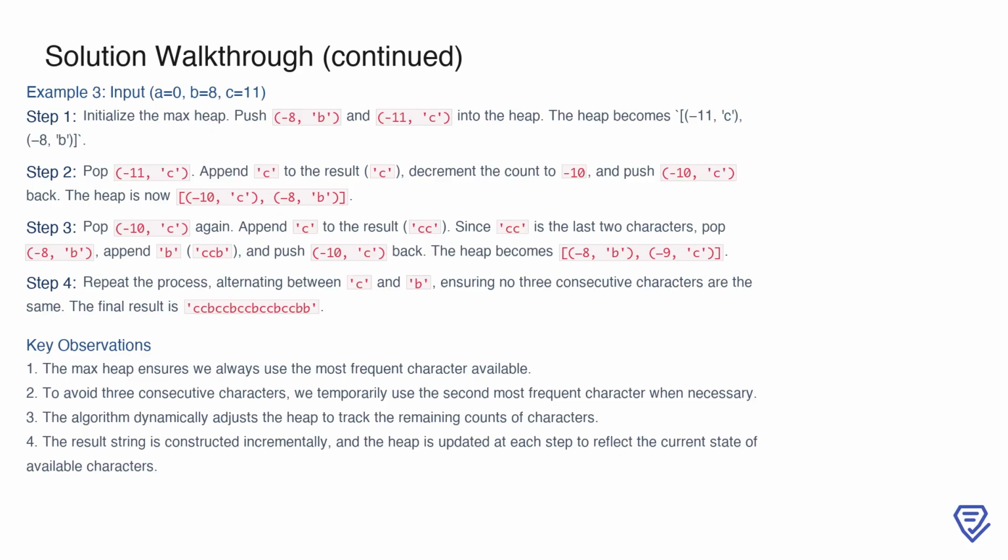The heap adjusts dynamically, keeping the most frequent characters available while maintaining the constraint of no 3 consecutive characters. By alternating between c and b, the result string is built incrementally. The process continues until all characters are used, yielding the final result string CCBCCBCCBCCBCCBB. This example highlights the importance of the max heap in prioritizing character frequencies and dynamically selecting the second most frequent character when necessary to maintain the constraints.